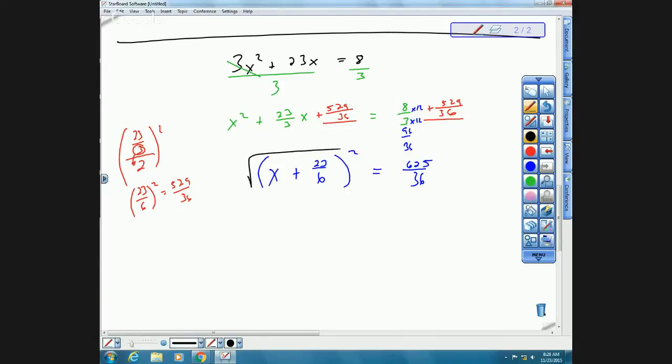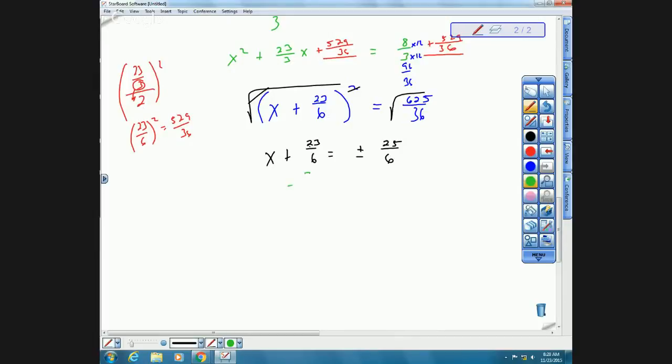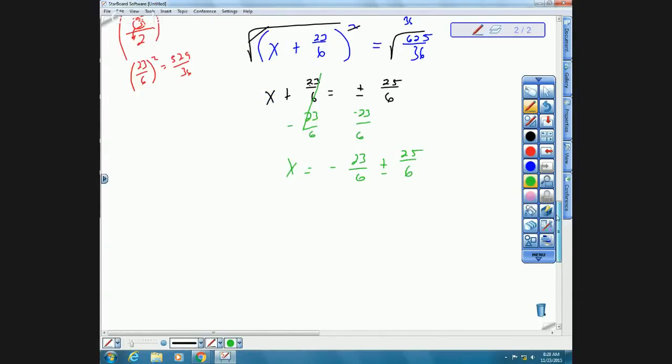So now I do the square root of both sides, and I get x plus 23 over 6 equals plus or minus 625 is 25 over 6, though. Right? So now subtract the 23 over 6 from both sides. You get plus or minus 25 over 6. We can actually work that out.